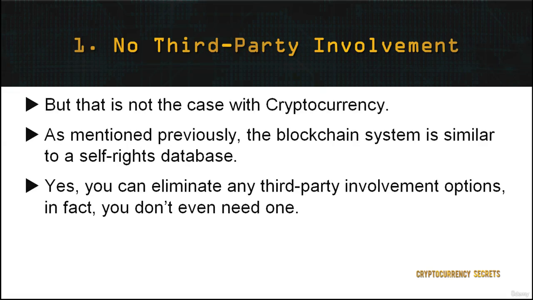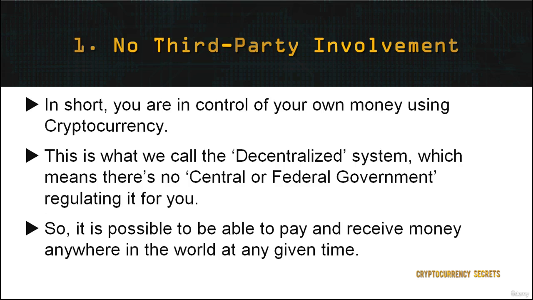As mentioned previously, the blockchain system is similar to a self-righting database. It means the contract is capable of being designed and enforced to remove any involvement of the third party mentioned before. Moreover, the contract can be customized to complete a certain transaction at a set date at a fraction of the expenses. Yes, you can eliminate any third-party involvement. In fact, you don't even need one. In short, you are in control of your own money using cryptocurrency.